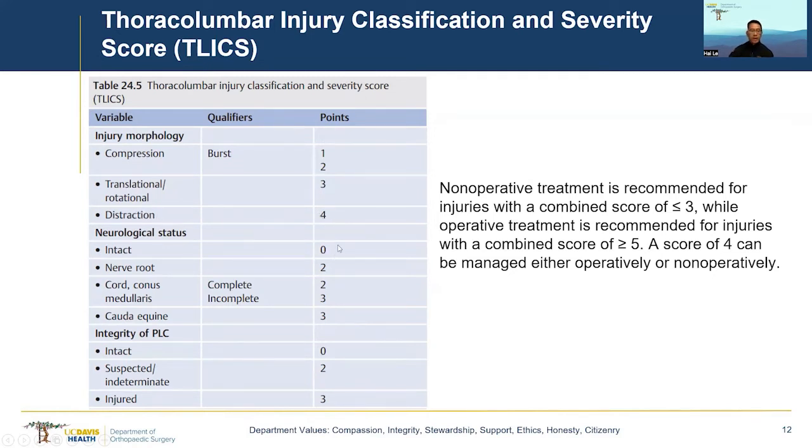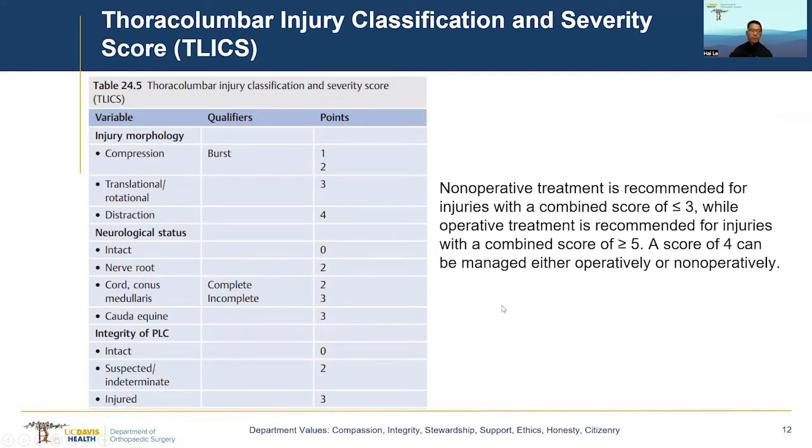And then neurological status, if the patient is intact, there's 0 points assigned. If it's really just nerve root involvement, then they get 2 points. If it's the conus medullaris involvement or the spinal cord involvement that is complete, you get 2 points, right? If it's incomplete, there's 3 points, right? And then if it's cauda equina syndrome or involvement, you get 3 points, okay?